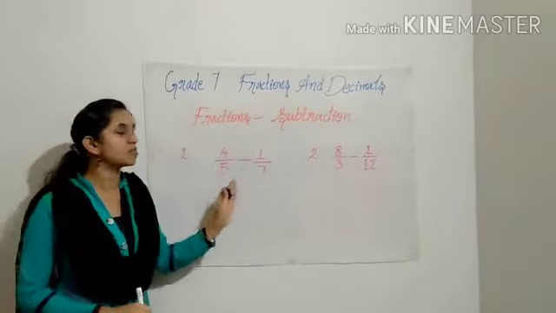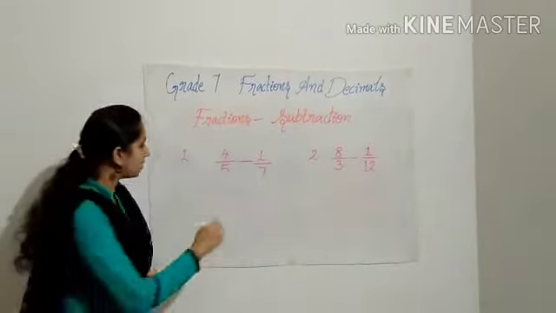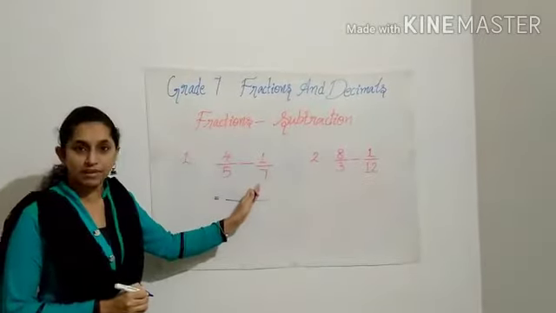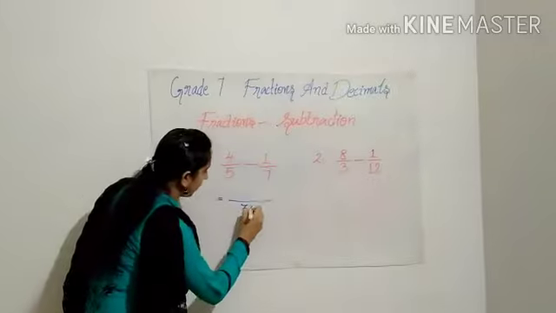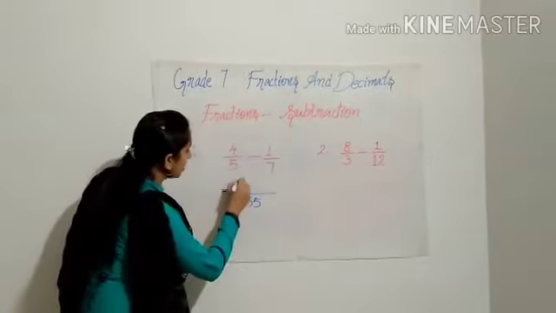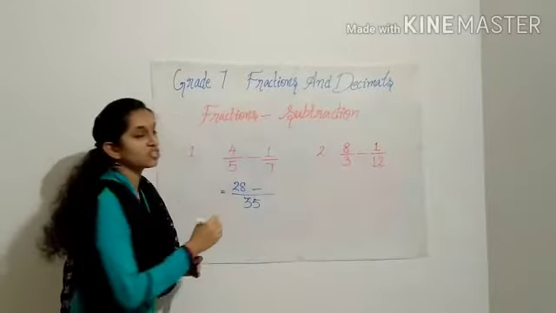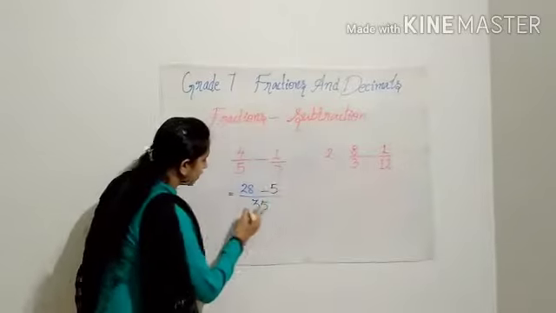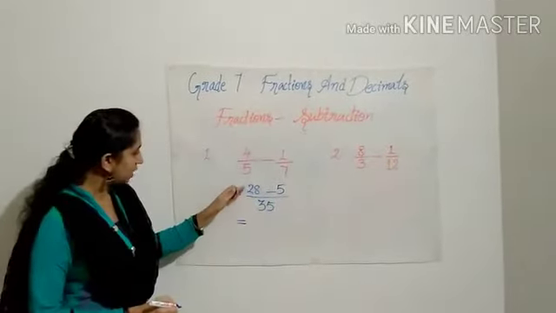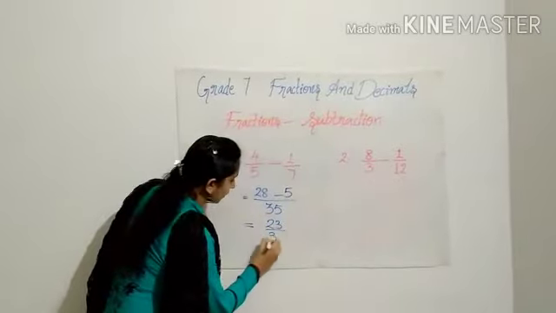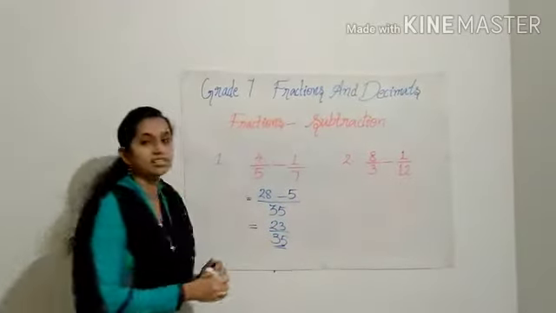That means we can cross multiply and find the answer very fast. So the denominator will be 5 into 7, that is 35. And the numerator, 4 into 7, that is 28. And the operation is subtraction. 5 into 1, that is 5. So the final answer will be 28 minus 5, that is 23 by 35. See how fast we got the answer, children.